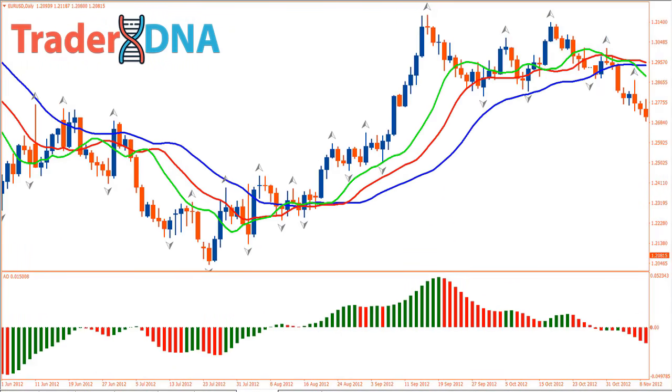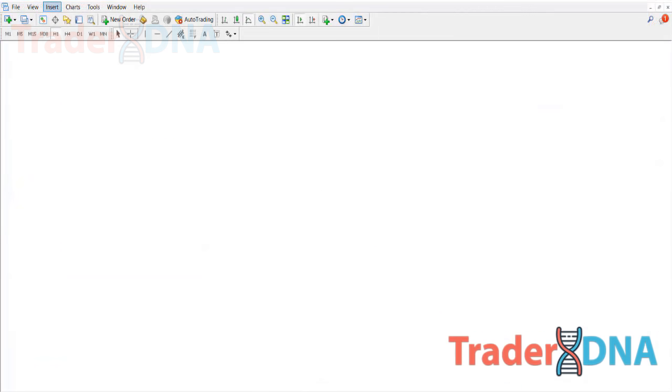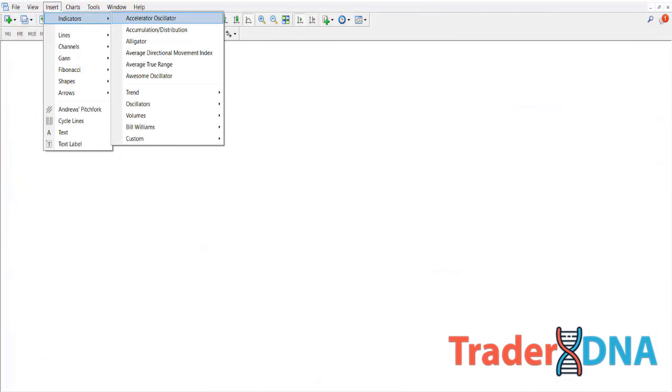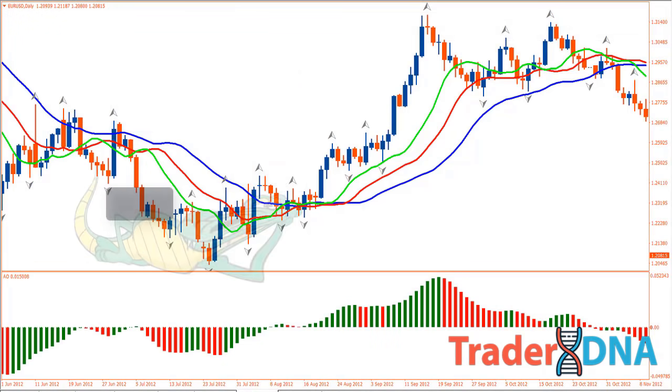To start trading by the alligator, install all the three indicators of the strategy on the price chart of your financial instrument. You may either use the default settings or play with them and find those that suit your trading style. In MetaTrader 4 and MetaTrader 5, install the indicators via the main menu: Insert, Indicators, Bill Williams, Alligator, Awesome Oscillator, and Fractals.